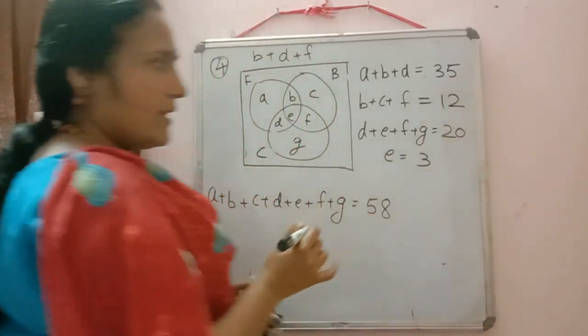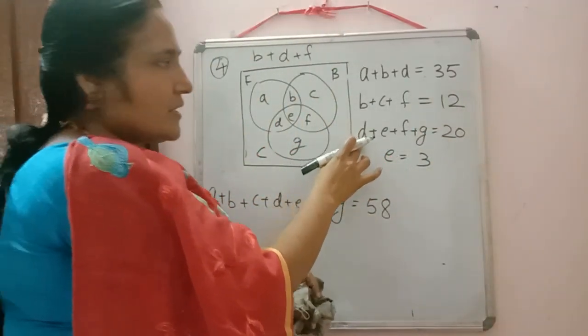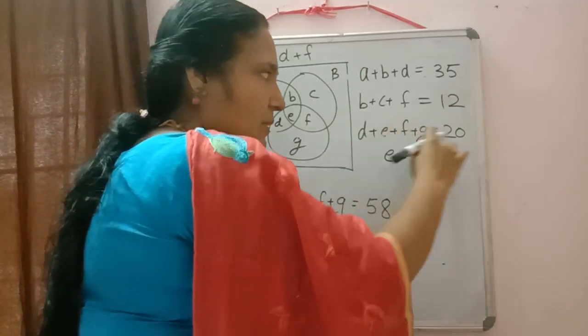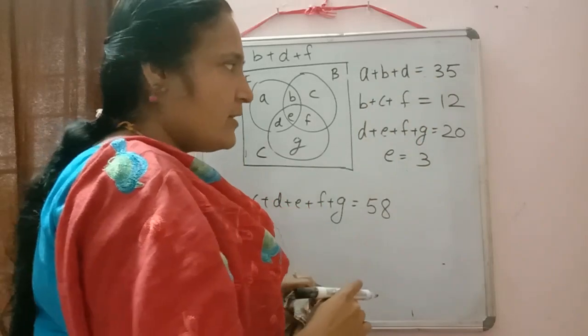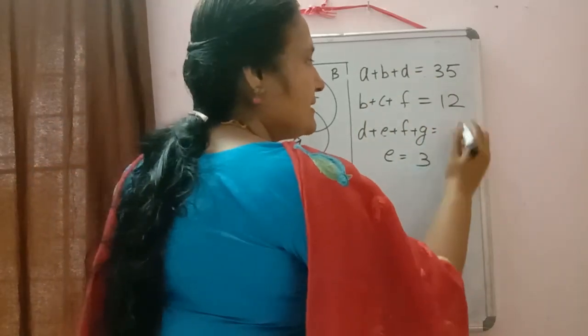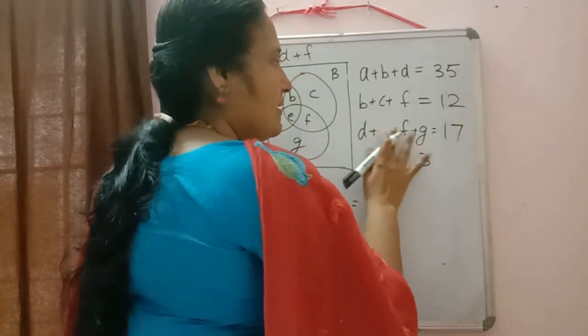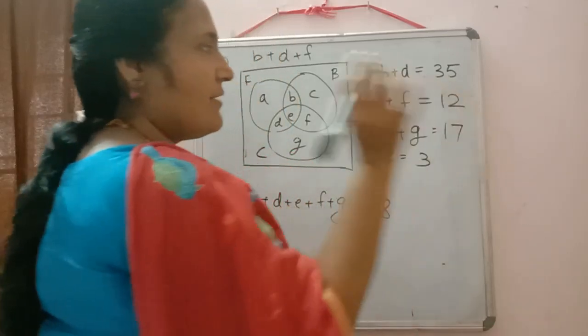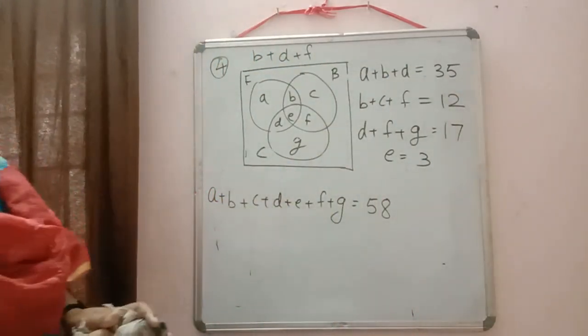Then again in this equation also substitute. What will come? D plus F plus G is equal to 20 minus 3. So that will be equal to 17. So D plus F plus G is equal to 17. So this is the information we got.